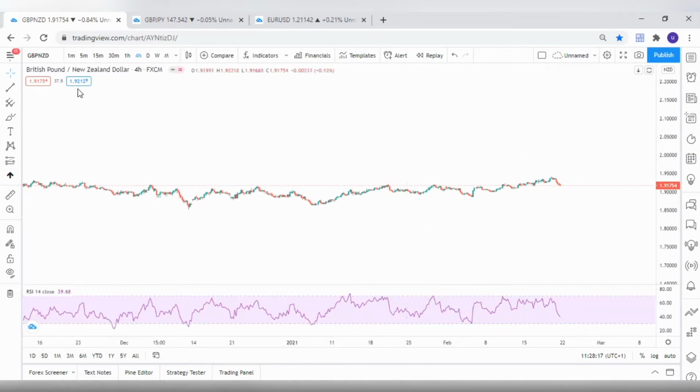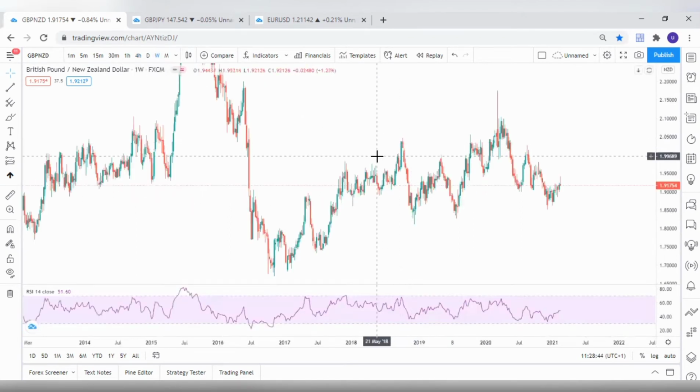So today, as I told you, we'll be looking into these three pairs: gbpnzd, Gbp Jpy, and eurusd. And currently, this is gbpnzd. This is the 4 hours time frame. So in this video as well, what I'll be showing you is how to do a top to bottom analysis for swing traders. So the first thing we do is that we go to the weekly time frame to identify the market structure.